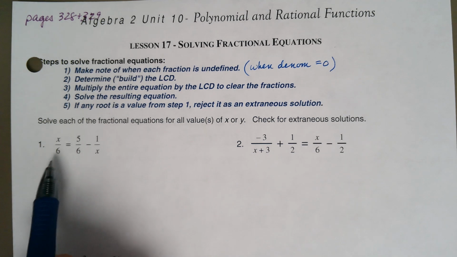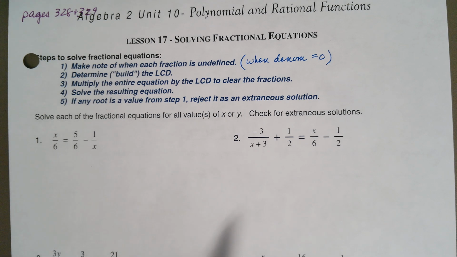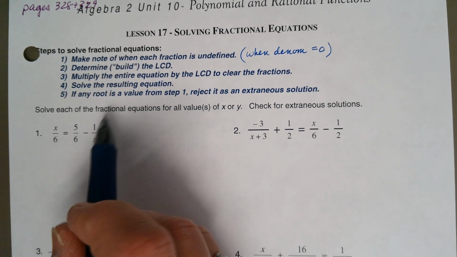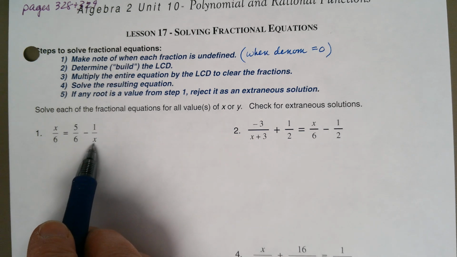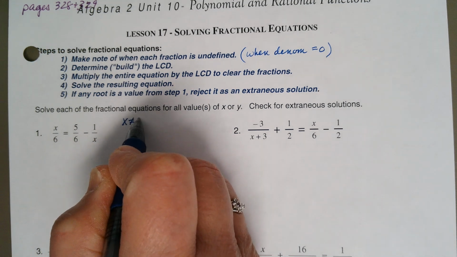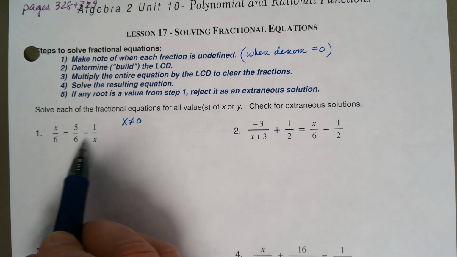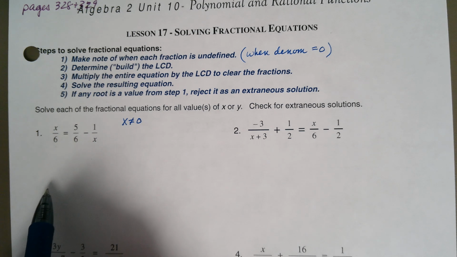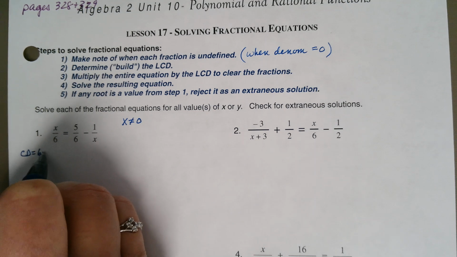Right, so solving each. For number 1, we have x over 6 equals 6 minus 1 over x. Make note of when each fraction is undefined. Well, here we have the variable x in this fraction, so we state that x cannot equal 0 because otherwise it will be undefined. The least common denominator for 6 and x is 6x. So the common denominator is 6x.